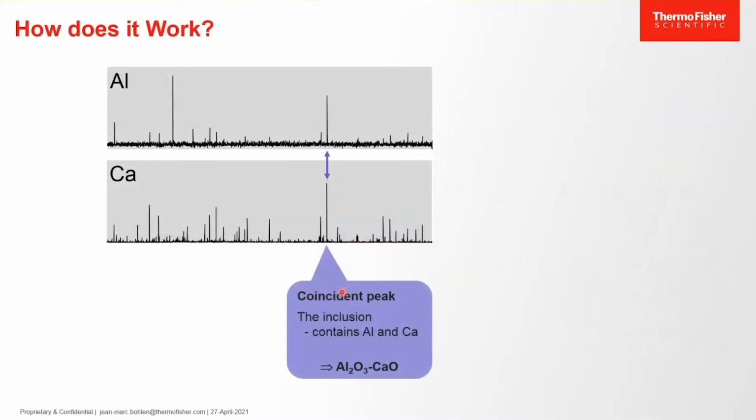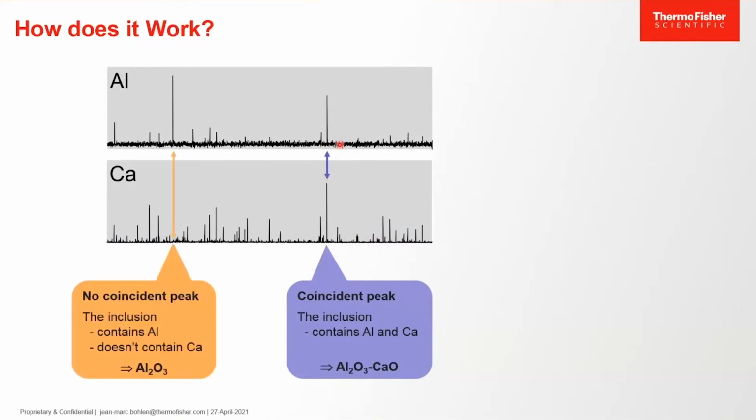On this other slide, the run chart of the element calcium has been added. When a coincidence of an aluminum peak with a calcium peak, like here, is observed, it signifies that the inclusion contains both aluminum and calcium. The inclusion is therefore likely a calcium aluminate. When no coincident peak exists on the calcium channel, it signifies that the inclusion contains aluminum but no calcium. In this case, the inclusion is likely an aluminum oxide.